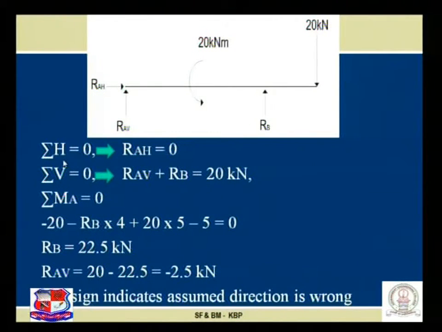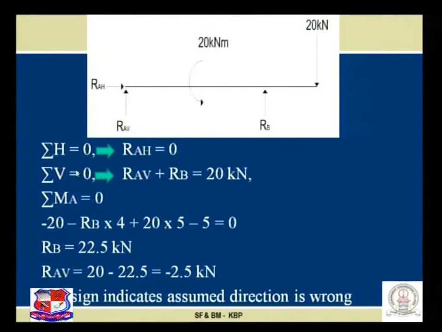So right now let us go ahead with the determination of support reactions. Let us use the first one, sigma H is equal to 0, and just visualize this particular figure. There is not a single load which is of horizontal nature, so RAH is equal to 0. The other equilibrium condition, sigma V is equal to 0: the sum of all the vertical forces acting on the system is equal to 0. Here there are two external forces acting. The first is the concentrated moment and the other is the concentrated load.